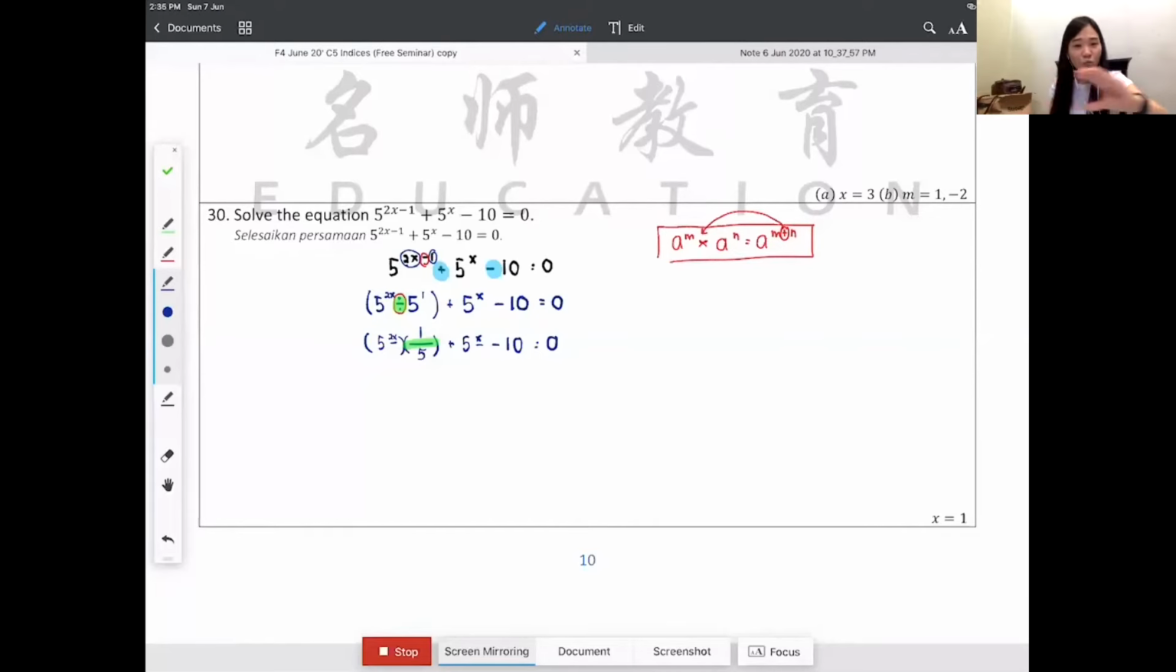That's why I hope you realize it looks like the general form. You must realize yourself. If you don't realize, a lot of questions in the future you cannot do also, my dear. Then some student will ask, teacher, how do you know it's the general form? Because this is 5 power 2x, this is 5 power x. Actually, they are not that different.